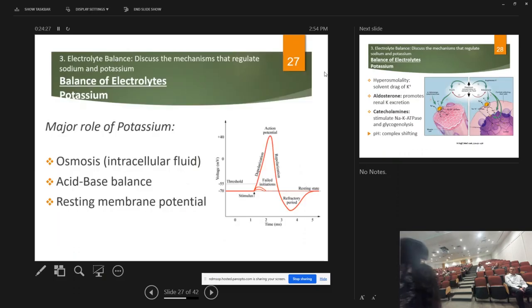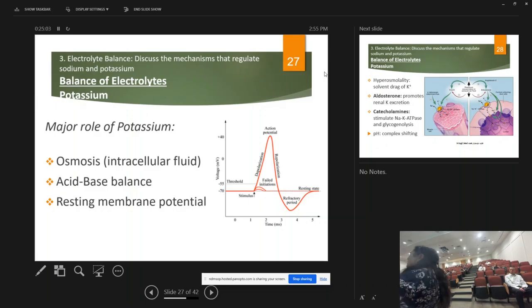So potassium is associated with different things, like osmosis. Where is potassium higher? Inside the cell, right? In the intracellular fluid. If your potassium levels are going up, it will impact your osmosis, like the water movement. Osmosis is nothing but water movement, right? So that will be affected.